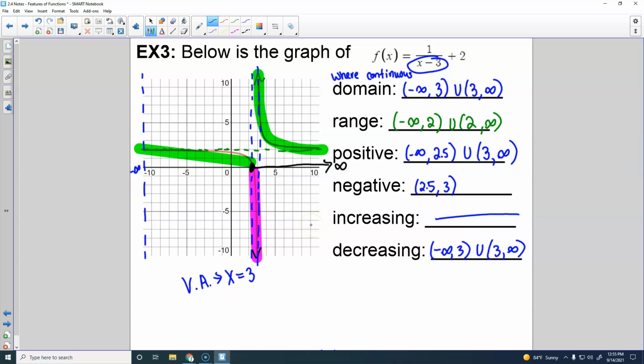X values only. Still given just x values. Yes. The only time you're going to look at y values for this is for range. Range is the only time you look at the y values. So our x values where this is negative is just this tiny sliver from 2.5 to 3.